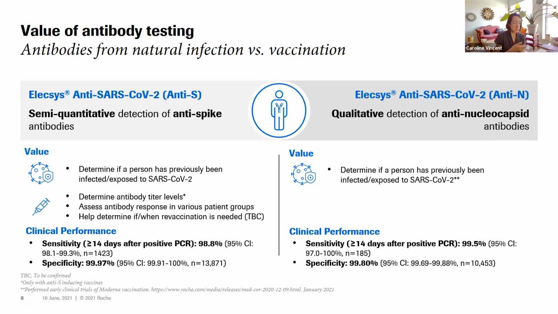We can also see at the bottom of the figure the clinical performance of these two assays based on our internal data. Sensitivity, which is typically assessed in PCR positive samples at 14 or more days after confirmation by PCR, ranges between 98.8% in the case of the NTS assay to 99.5% with the NTN assay.